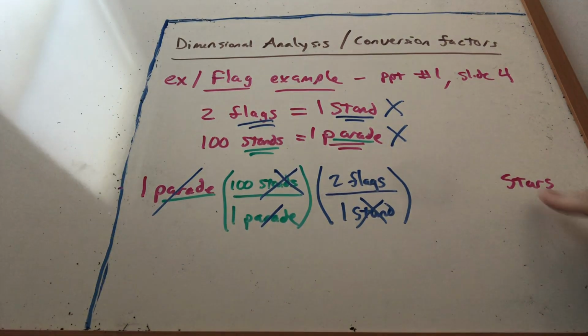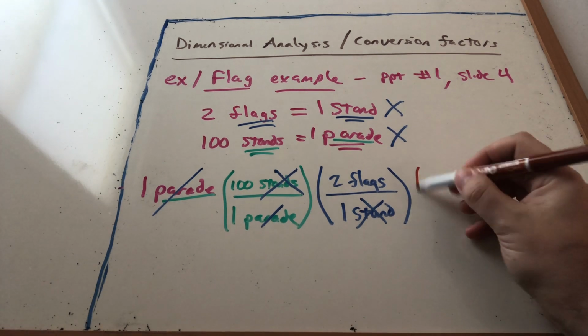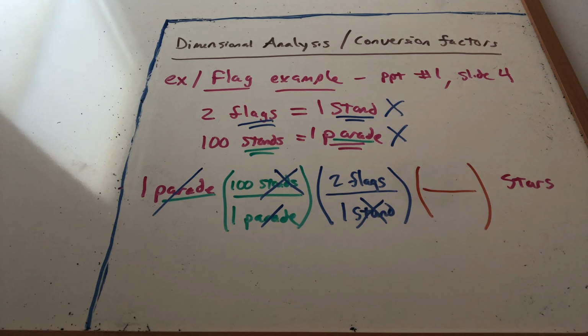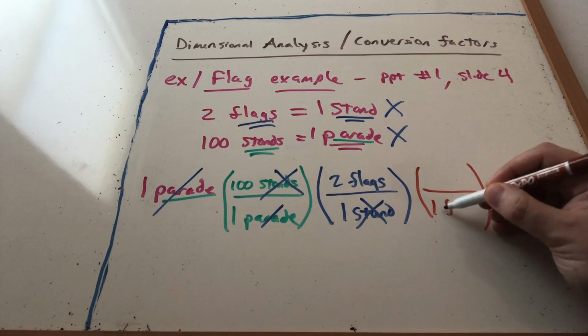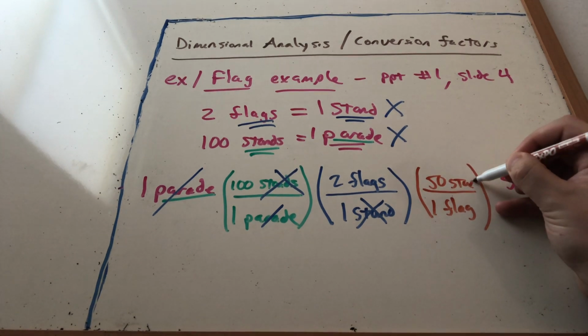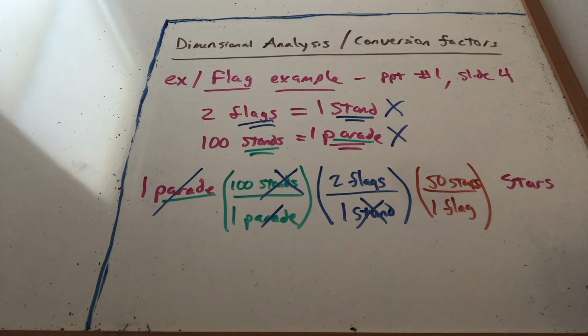But I have flag information and I need star information. Okay? So like I said, pretend this is a USA flag that we're talking about here. Do you know of a relationship between a USA flag and how many stars there are? Well, sure. For one flag, there are 50 stars.